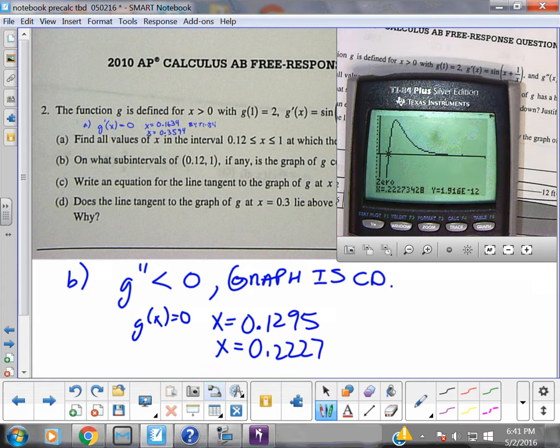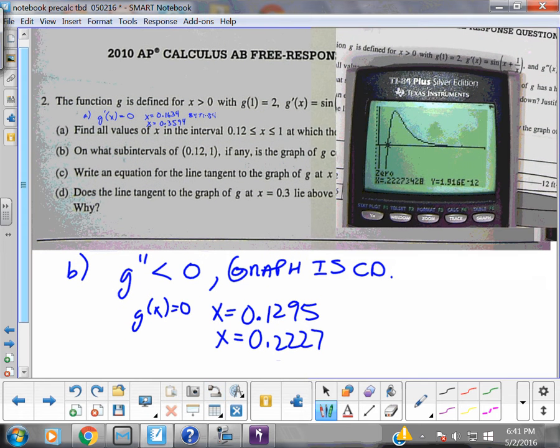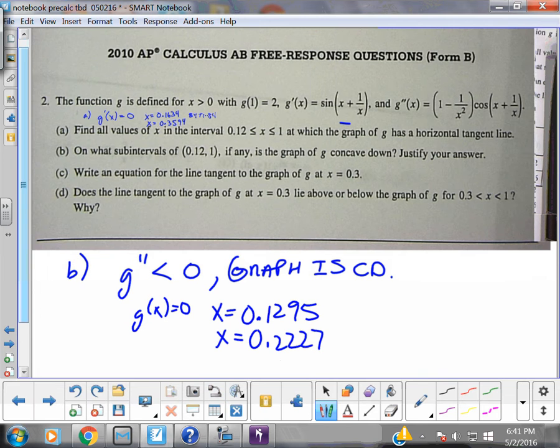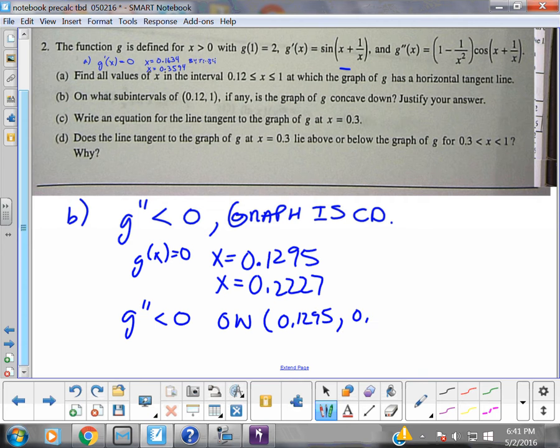Alright, so I've got enough now. I don't really need this anymore. I know it's negative in between from the graph. So g prime prime is less than 0 on, and be careful, it has to be open brackets here because it's 0 on those two.